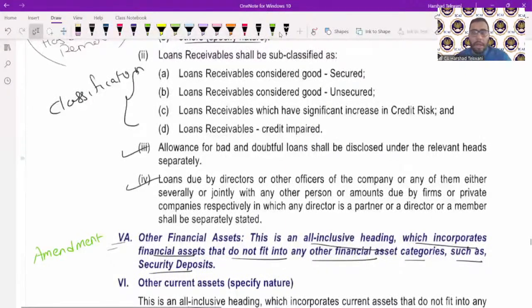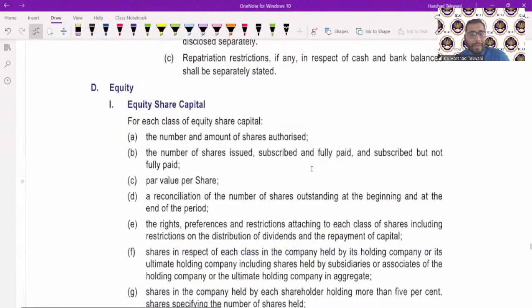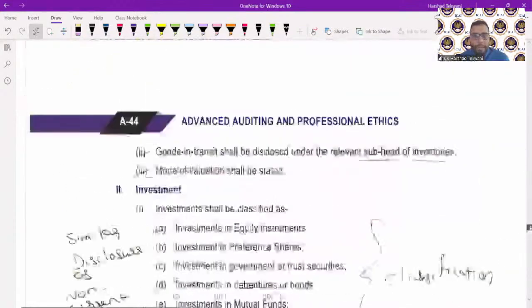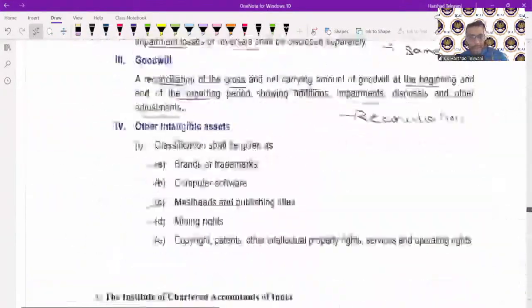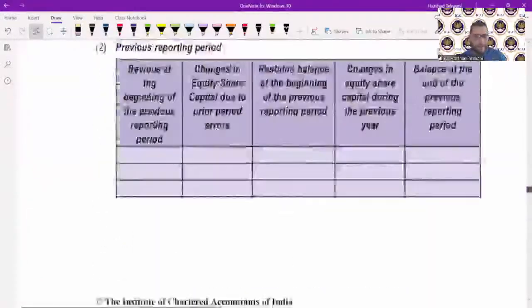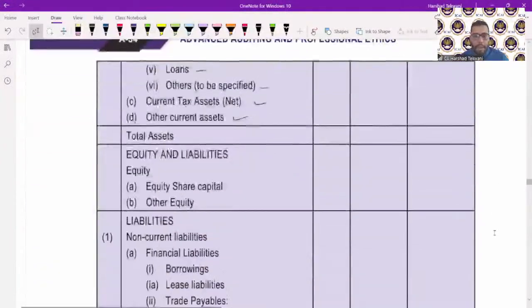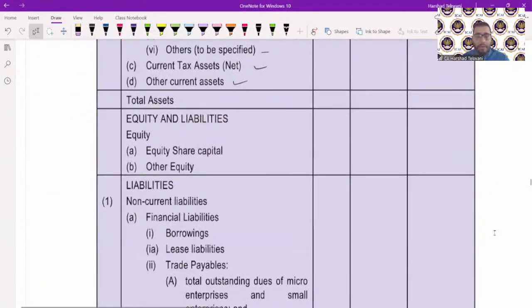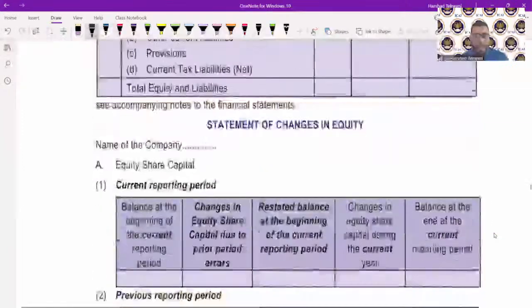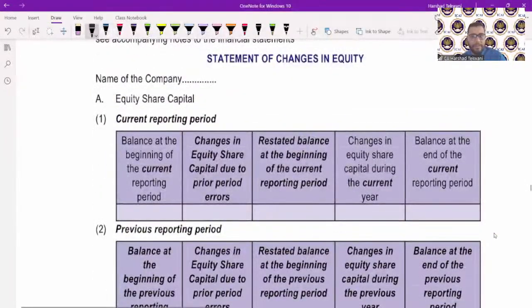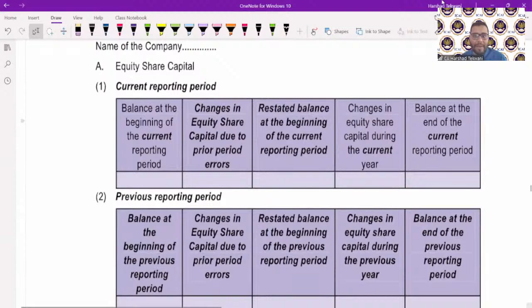Now the next part is the equity and liabilities. Before going to the equity and liabilities, I'll also touch upon the statement of changes in equity, because it's a similar part. Equity and liabilities start with equity, which includes equity share capital and other equity. For equity, there is a statement of changes in equity also. I'll show you with a live example, which will enhance your clarity.